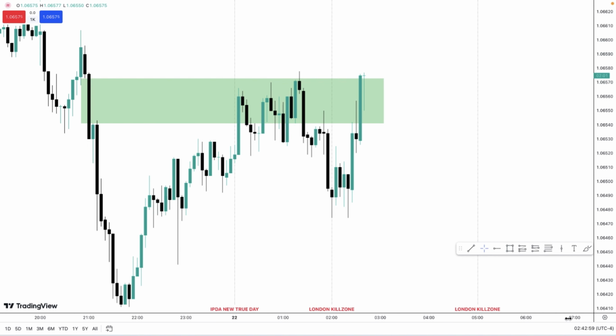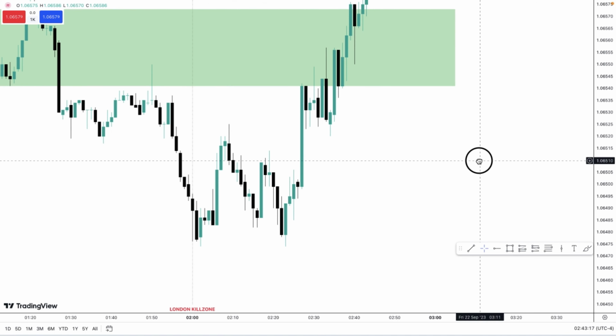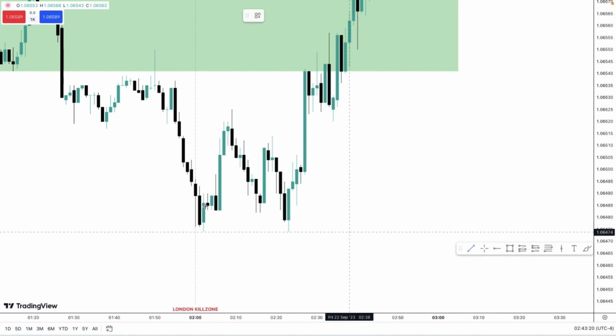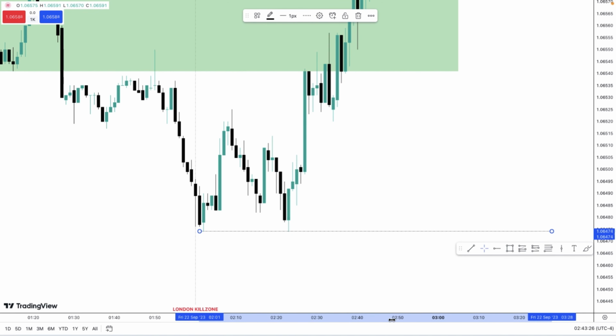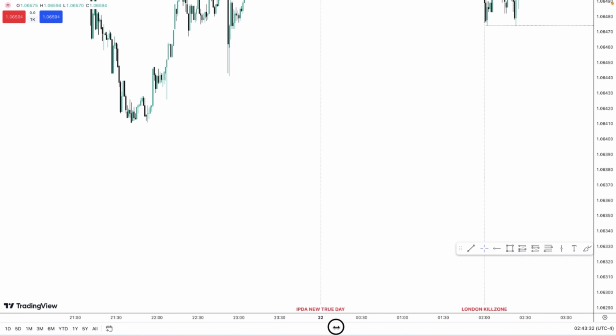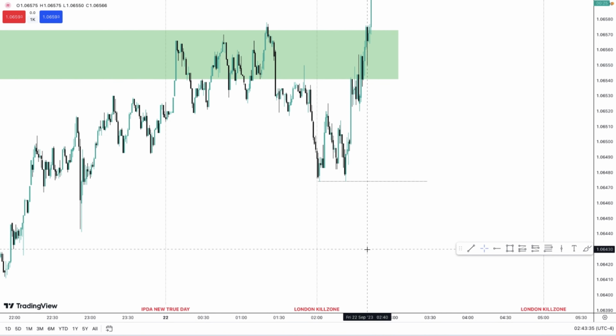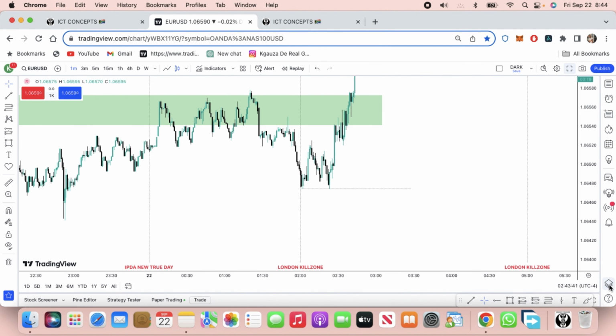So the time is currently 2:43. I'm on the 5 minute. Let me go ahead and go on the 1 minute. So on the 1 minute, immediately I can say my eye jumps right to these relatively equal lows, in other words, sell side liquidity. I told you those are a magnet in price. So we know price is going to trade up there.